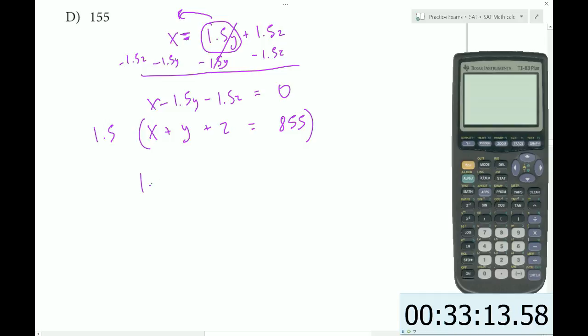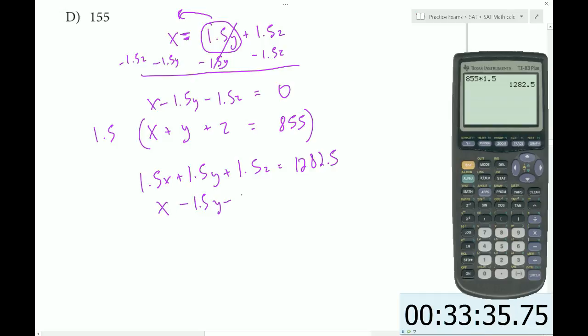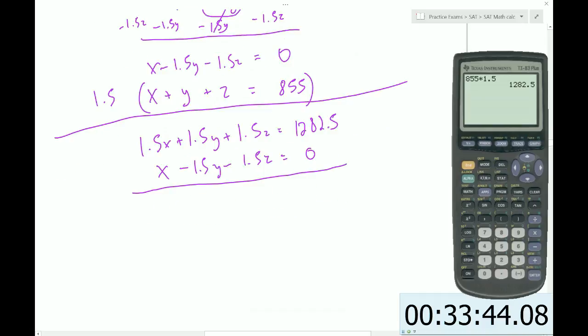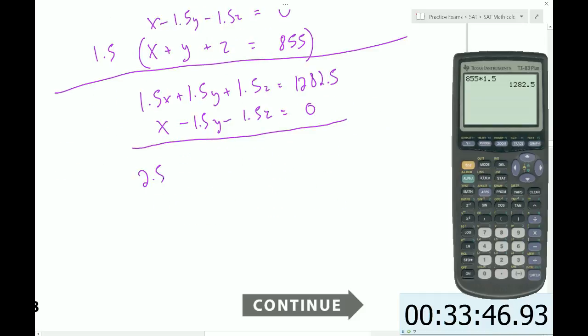So I end up with 1.5x plus 1.5y plus 1.5z is equal to, and I need to do the math for this, 855 times 1.5 would equal 1282.5. Okay, and now I'm going to rewrite the other equation underneath here. Okay, equals 0. And at this point, now is when I can add these two lines. So when I add these two lines, I get 2.5x, the y's will cancel and the z's will cancel because we have opposite signs, equals 1282.5.